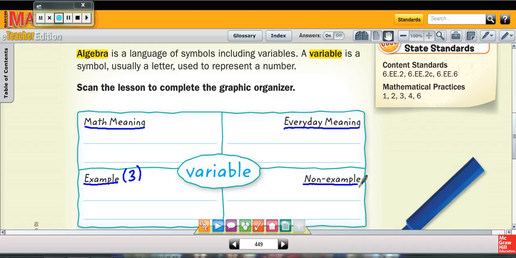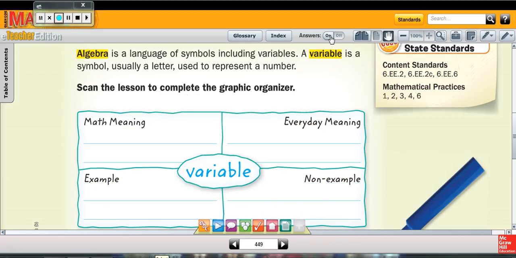And then non-examples should be something that wouldn't be a variable. And I want you to give me 3 examples there. And don't give me something like a dog or a cat. Give me a mathematical thing that would not be considered a variable. Almost like the opposite of it. Okay, go ahead, pause the video and fill that in at this time.